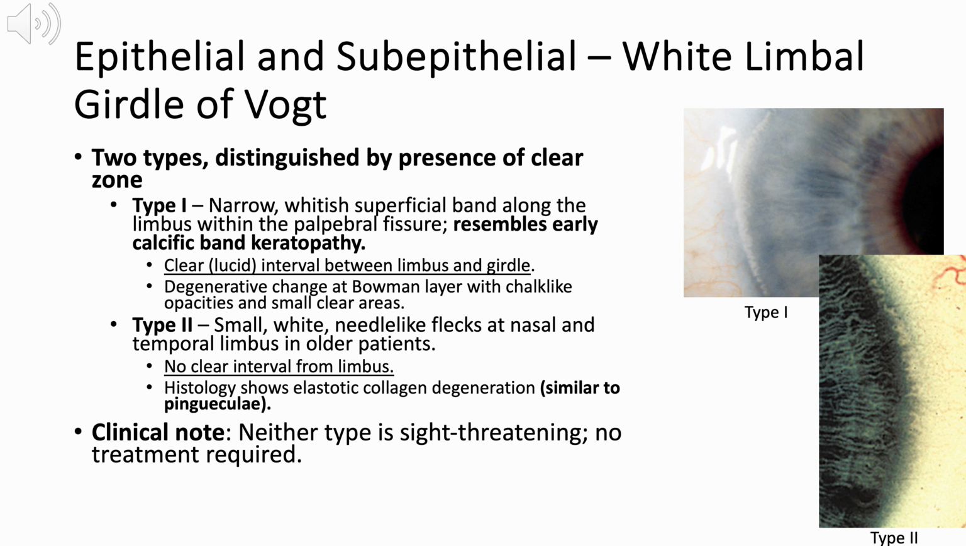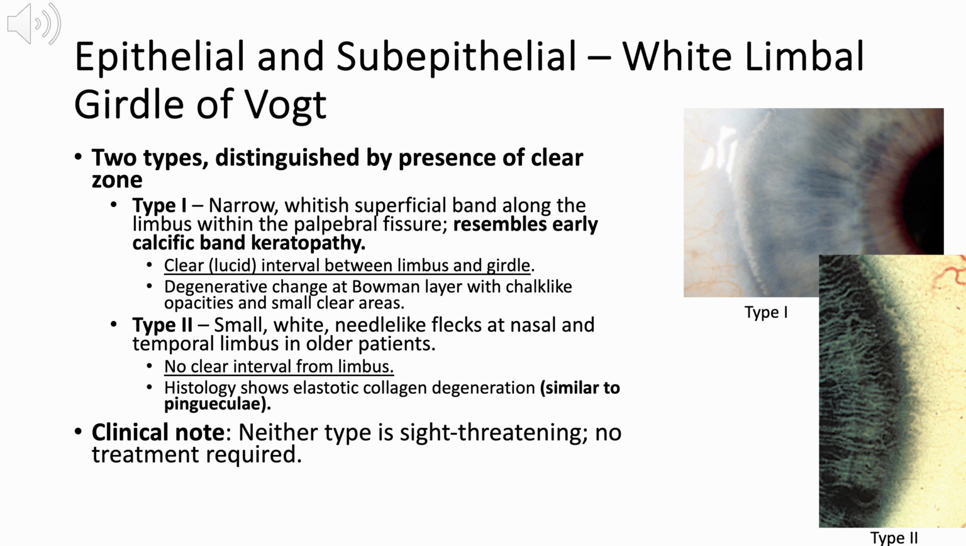This slide covers the white limbal girdle of Vogt, which comes in two distinct types. Type 1 presents as a narrow, whitish superficial band along the limbus, often resembling early calcific band keratopathy. The key detail here is that it leaves a clear, lucid interval between the girdle and the limbus. Histologically, there's degenerative change at Bowman's layer, creating chalk-like opacities with some small, clear areas.